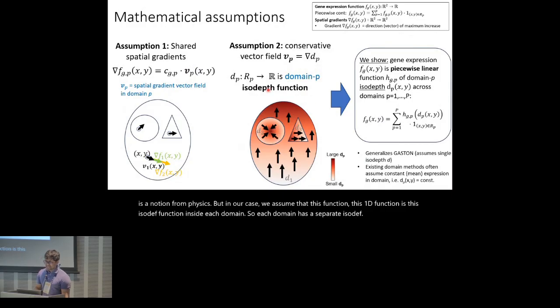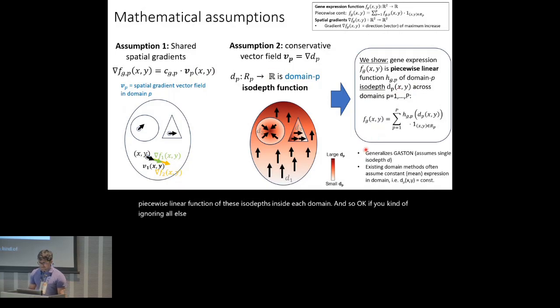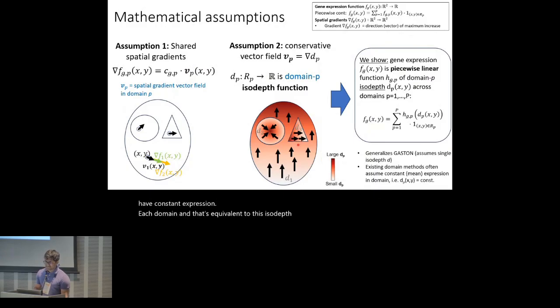This sounds like a lot of math, but the reason this is necessary to spell out is that under these two assumptions, you can prove that your gene expression will be a piecewise linear function of these isodepths inside each domain. So ignoring all else, the takeaway is that we have this piecewise model that generalizes our original work Gaston, where we assume that there's only one isodepth. It also generalizes a lot of existing domain identification methods, which assume that you have constant expression inside each domain. And that's equivalent to this isodepth function being a constant function inside each domain.